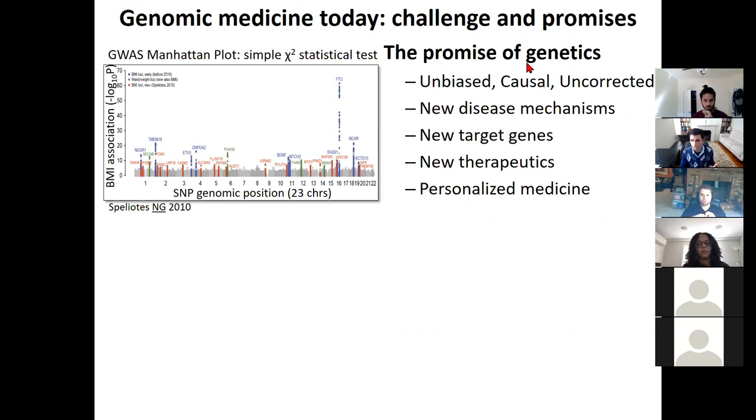So the promise of genetics is that it's unbiased. Even if genes were made out of green cheese, genetics would still work. There's no particular mechanism that you need to assume in order for genetics to work. It's completely unbiased. Number two, it gives you causality.